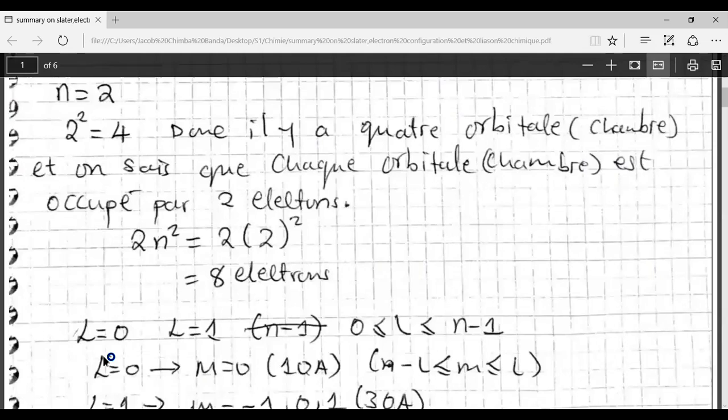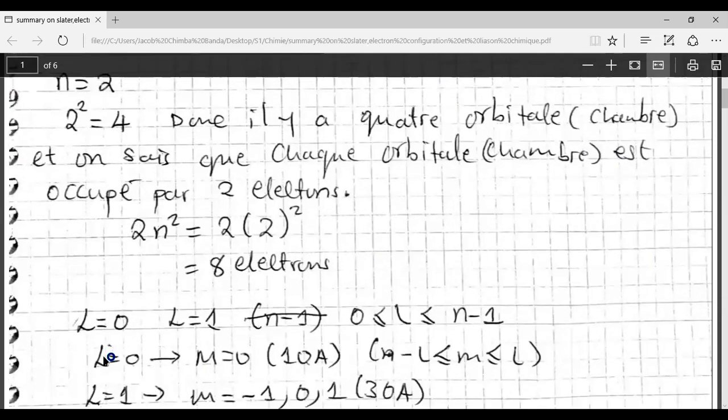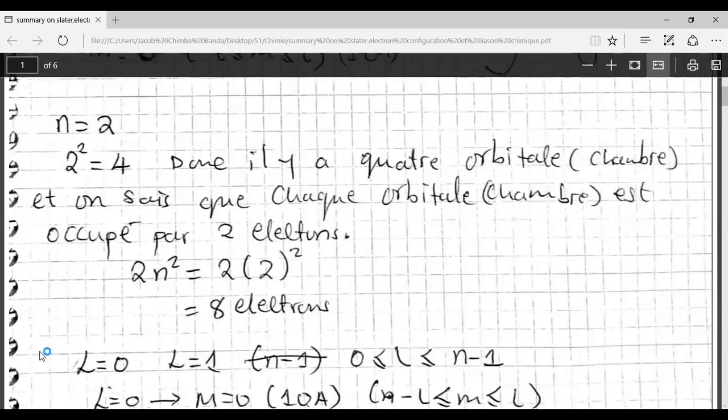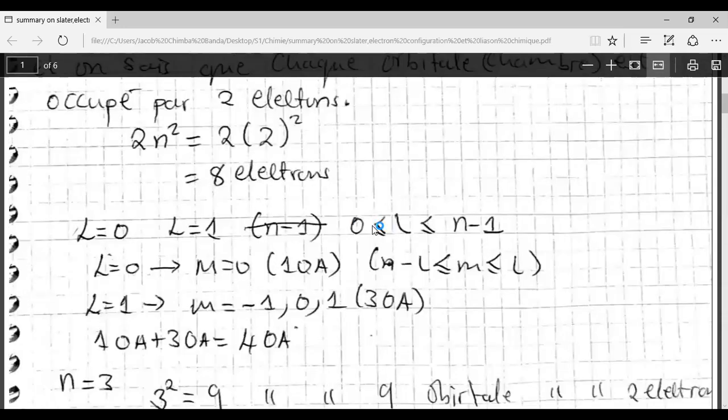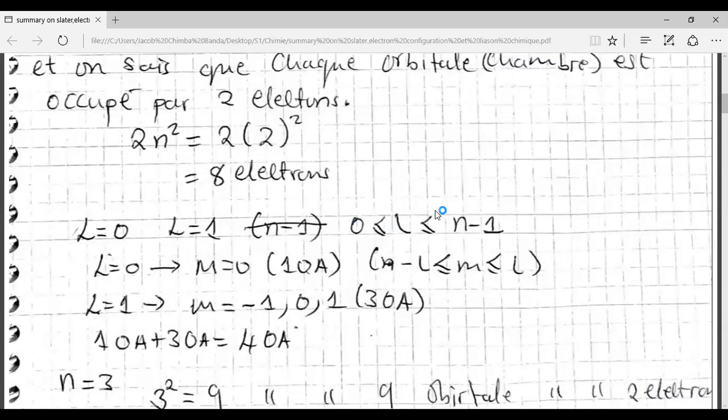If n is equal to 2, let's see the difference now. When you're calculating your l, the secondary number or the subshell, we say that 0 must be less than or equal to l, where l must be less than or equal to n minus 1. So first you start from 0, which is l equal to 0. Then you take your 2 and subtract 1, which gives l equal to 1. So you end at l equal to 1.